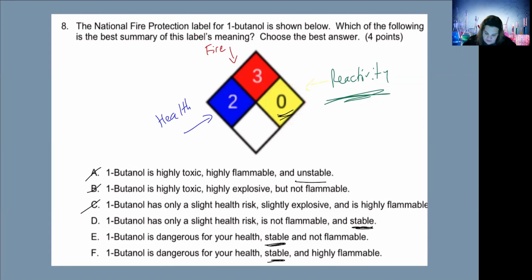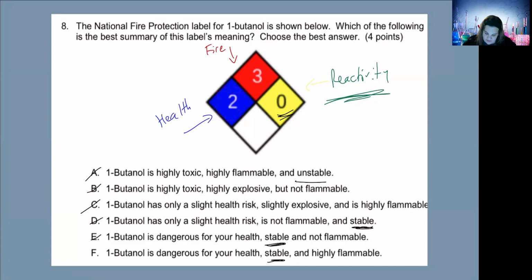Now let's take a look at fire. Fire is a 3 rating. That's pretty high. So we are going to say that this is a flammable substance, right? Does everybody agree? This is flammable. Fire is at a 3, okay? So 1-butanol is flammable. It's also stable. So based on that conclusion, we can go ahead and eliminate D, and we can also eliminate E. So it gives us our answer, but let's just confirm it by looking at health.